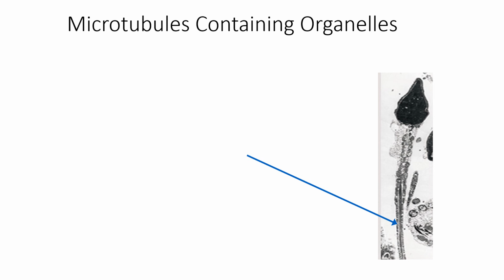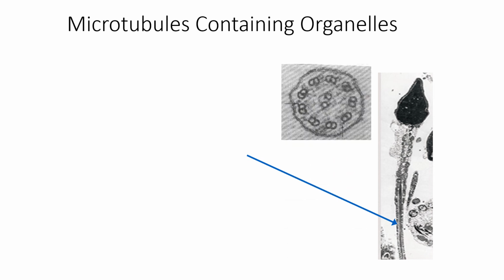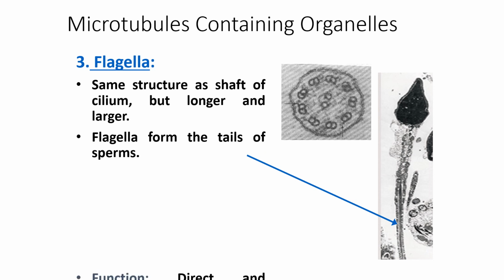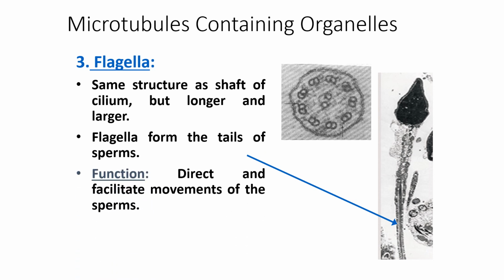This is the flagellum, which is a tall cilium. It has the same structure as the shaft of the cilium, but longer and larger. The flagellum forms the tail of the sperm, directing and facilitating the movement of the sperm.